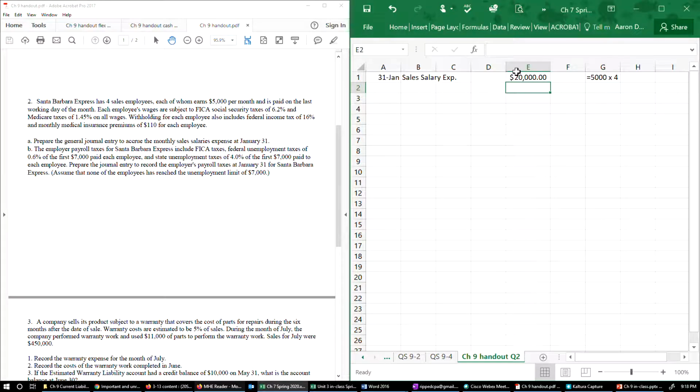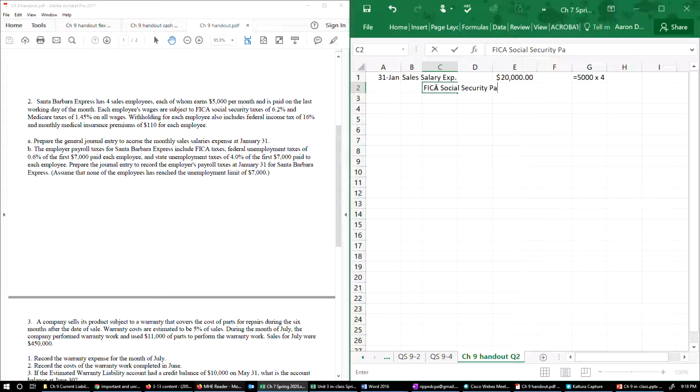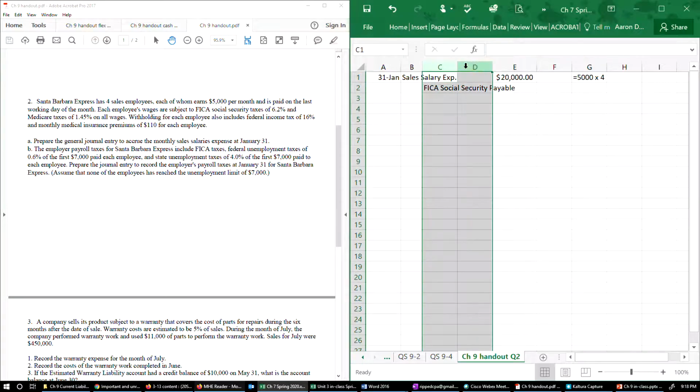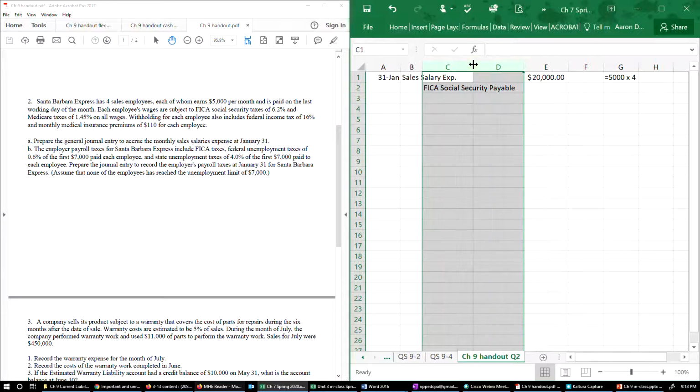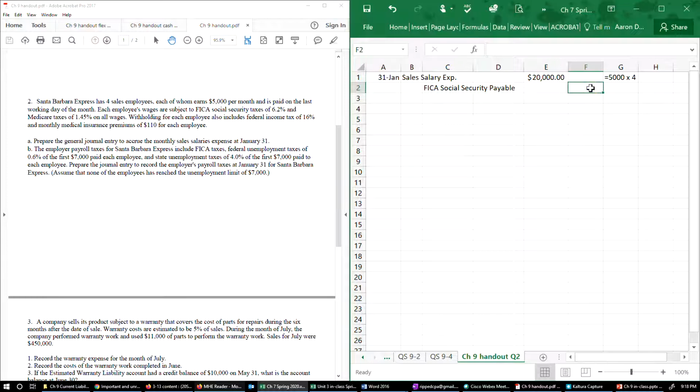But that's not going to be the amount of the checks that the employees actually get because of withholdings. So let's start with the withholdings. FICA Social Security payable. You may recall, your employer withholds these, but they have to send them to the government. All right, and that's 6.2% of the gross.